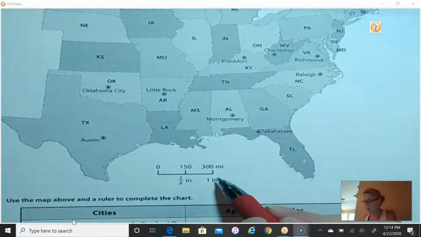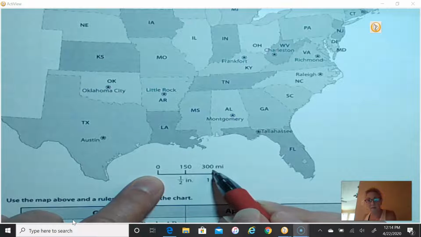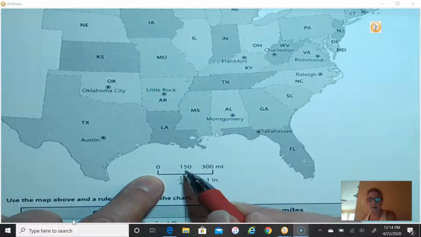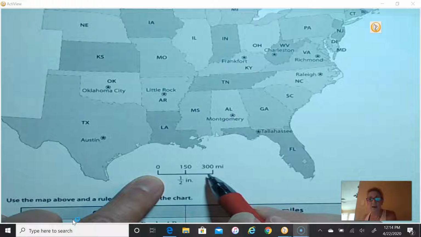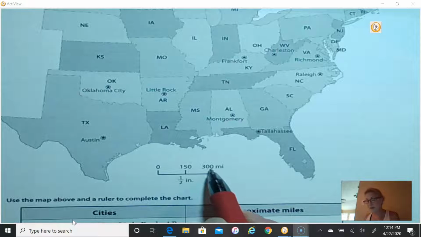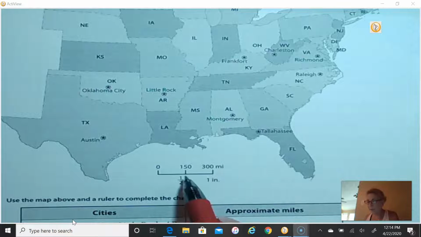They're saying for every inch is 300 miles. Half of an inch is 150 miles. So for every inch, it's 300 miles. If from one town to another was 2 inches, how many miles would that be? If 1 inch is 300 miles, then 2 inches would be 600 miles, and so on. Half of an inch is 150 miles.